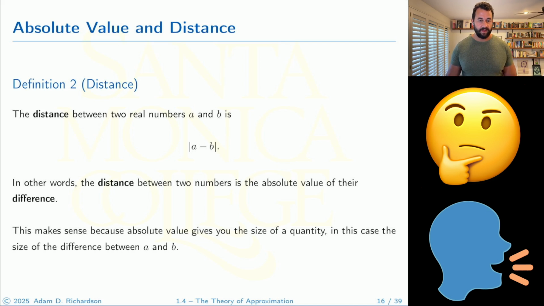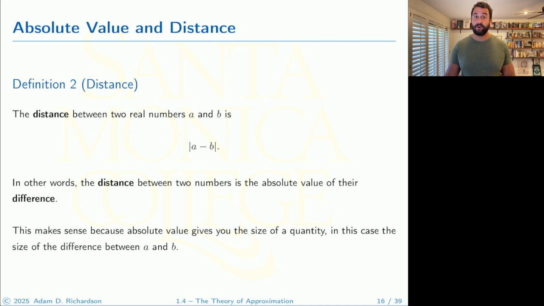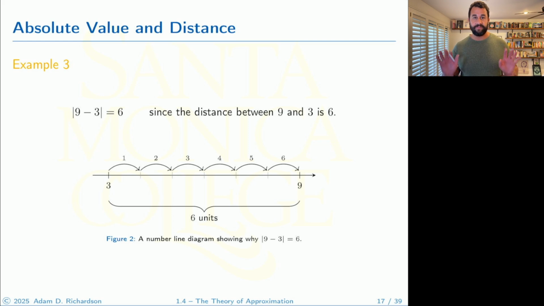You'll see even more why that's important when you get into Calc 1. We're going to see it right now, but you're going to see it explicitly in Calc 1. So in other words, the distance between two numbers is the absolute value of their difference. We're taking their difference and we're taking the size of that difference. That's really all it is. Again, we're not doing any arithmetic here, just using the definition of absolute value and the definition of distance.